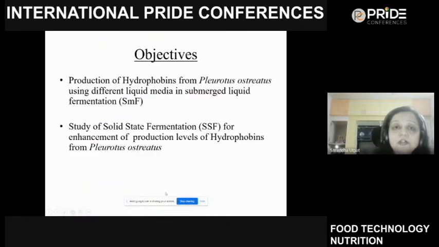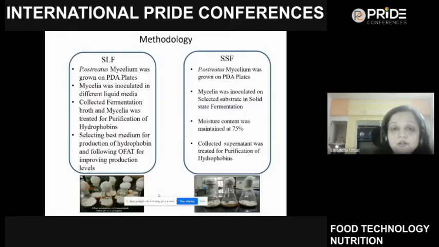state fermentation support. So these were our objectives: production of hydrophobins from P. austriatus using different liquid media in submerged liquid fermentation, and study of solid state fermentation for enhancement of production levels from Pleurotus austriatus. So this was the overall strategy. We grew it in PDA plates. Then we inoculated the mycelia in different liquid media. We collected the fermentation broth, and mycelia was treated for purification of hydrophobins.